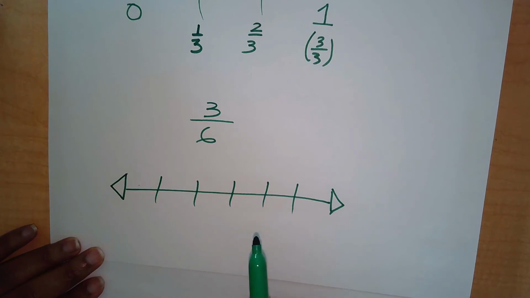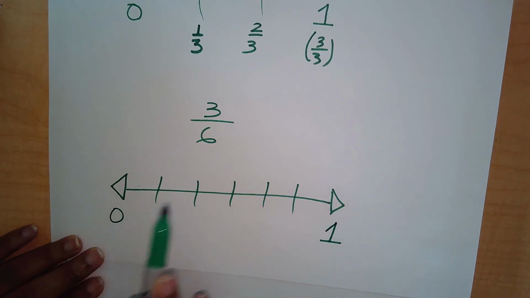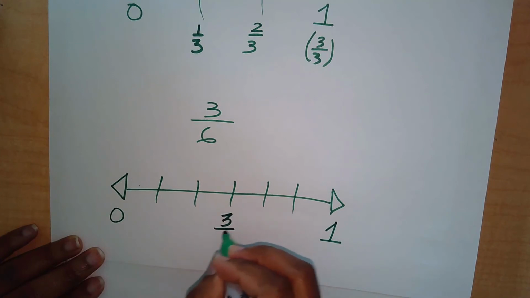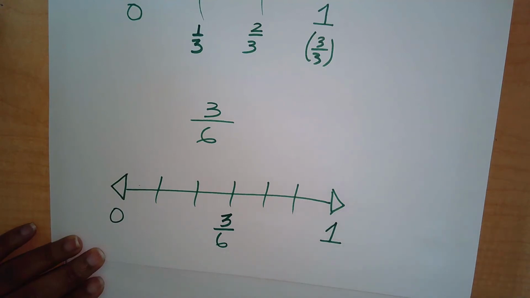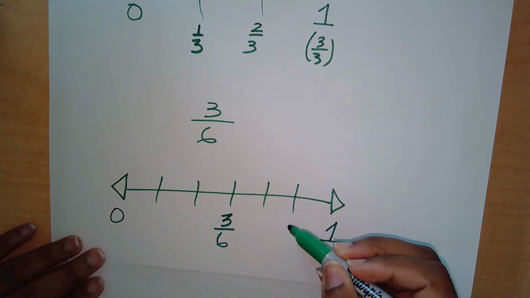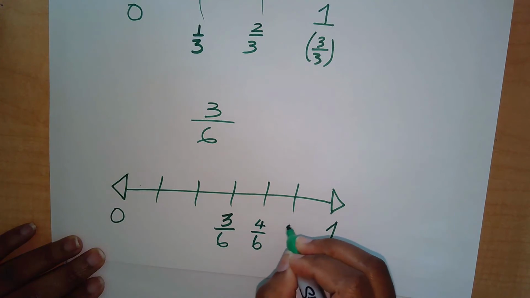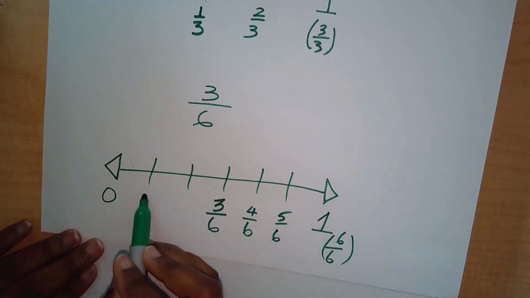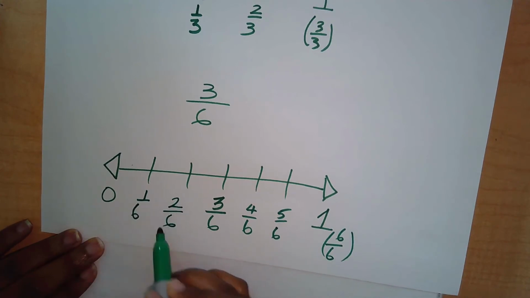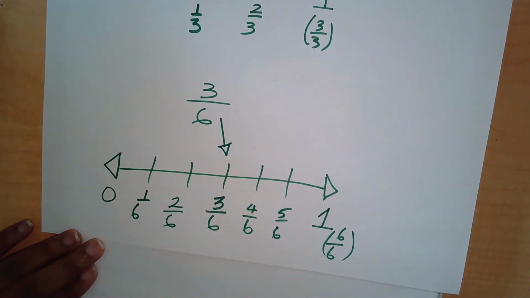I know according to what we've been doing, this would be 1/6, 2/6, 3/6. Let me see if I continue, if I would get 6/6 here. 4/6, 5/6, and 6/6. Sounds strange, doesn't it? But this is the whole. And I could go back here, 1/6, 2/6, 3/6. And this is how we are able to represent 3/6 on a number line.